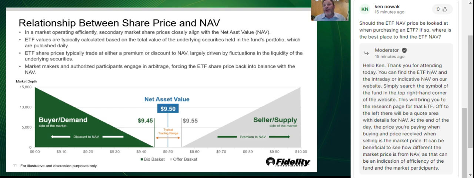So again, somebody who's trying to buy all those securities in the S&P 500 might have to pay $9.55, right? So the ETF is generally going to trade in this range of the bid and the offer of the underlying market that it is investing in. So in this case, either 5 cents cheaper than NAV or 5 cents more expensive than NAV. That's the typical trading range.